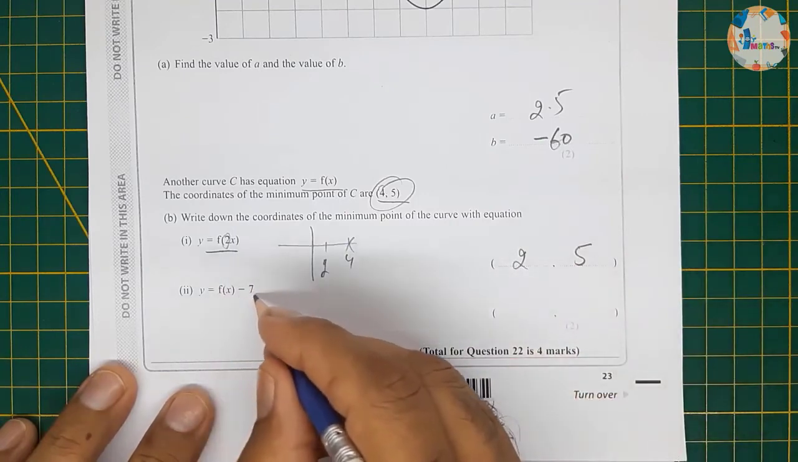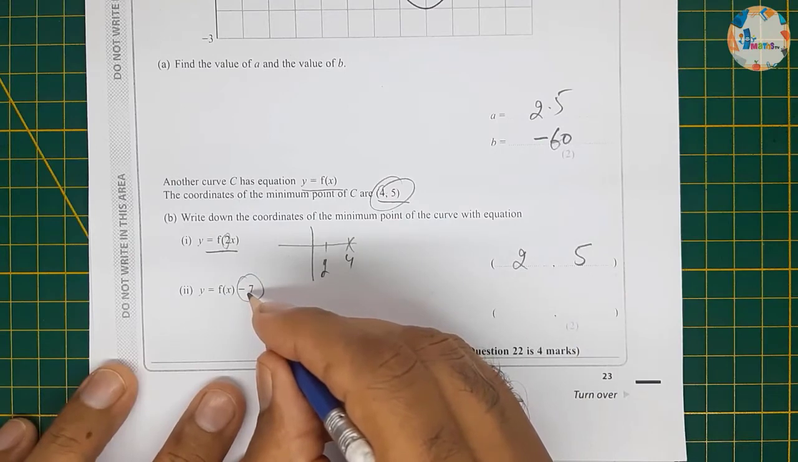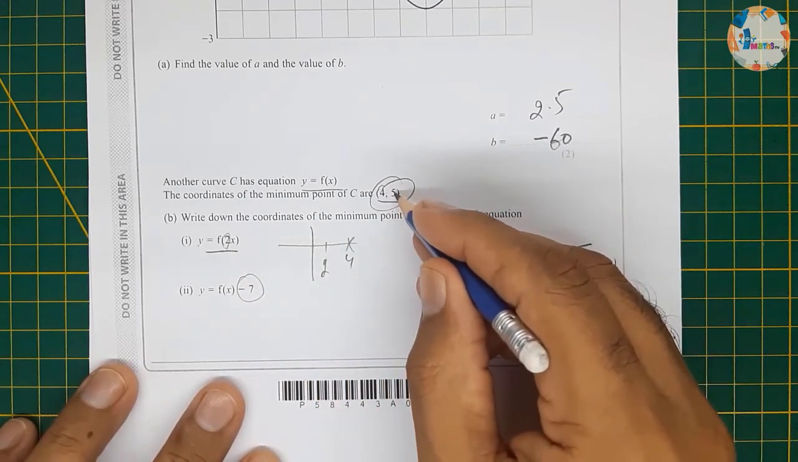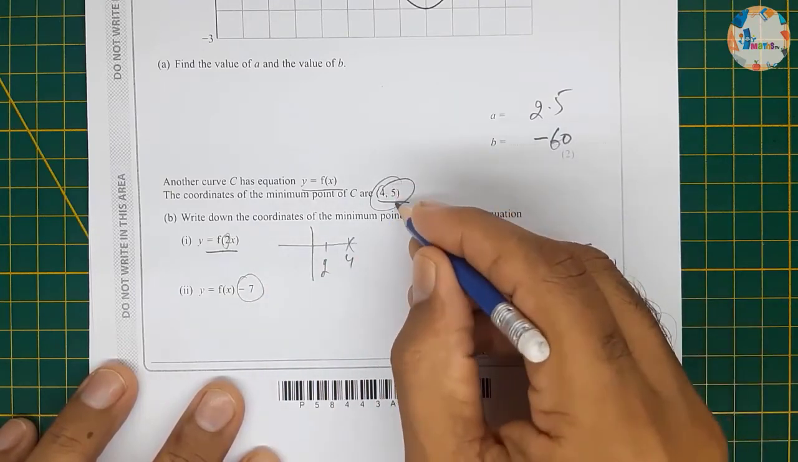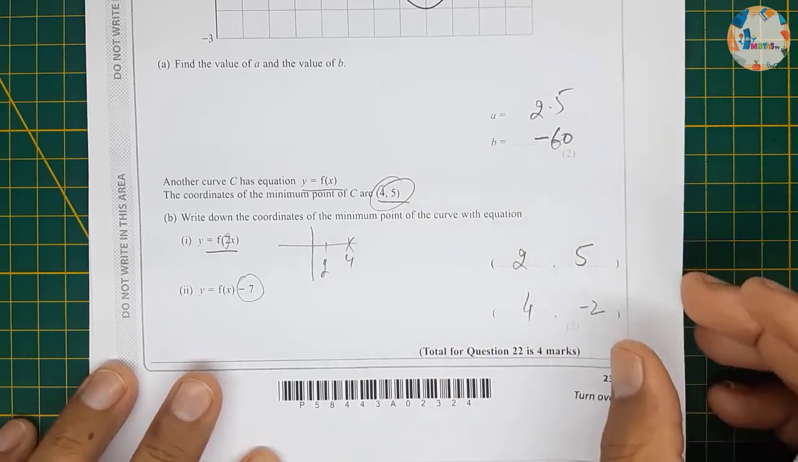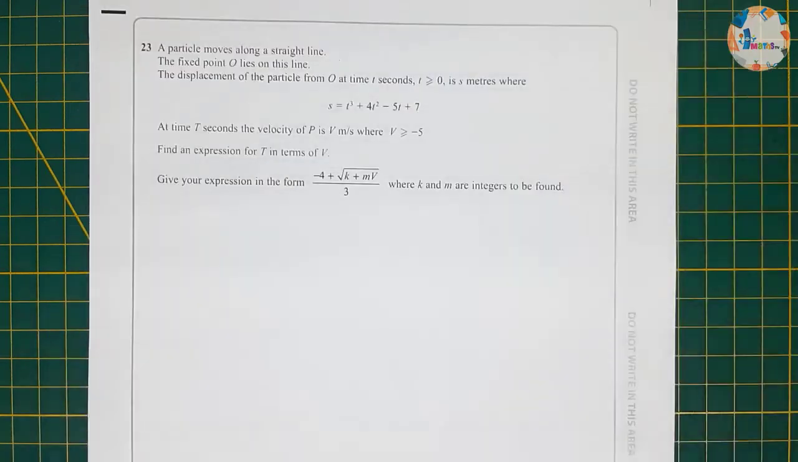And for part B, f of -7, this -7 indicates that it is moving vertically downward. So 7 units down will be 5 minus 7, which is -2. So 4 and -2 will be the new coordinates of this point.